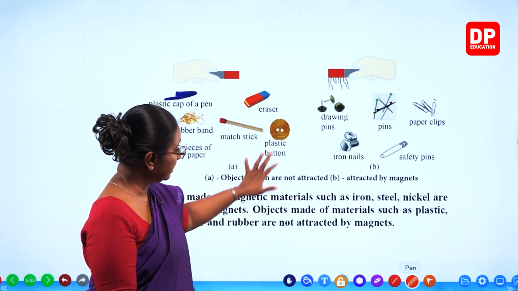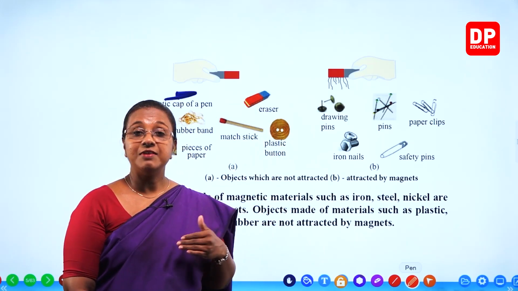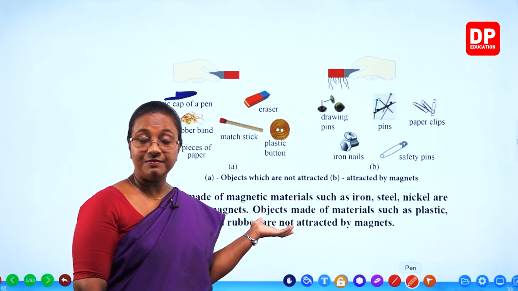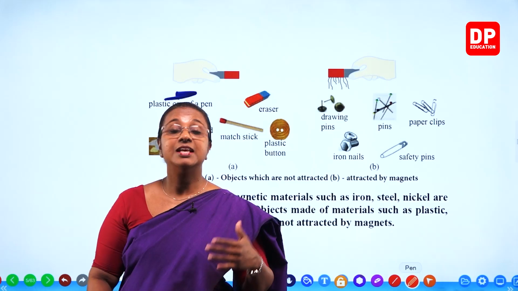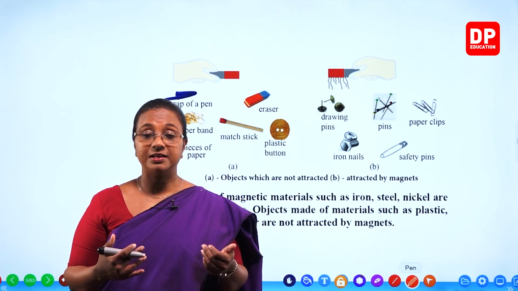Now, before I discuss the slide with you all, I will go to the lab and we will look at some of these materials and try to understand whether they get attracted to the magnet or not. Okay, students. So, I am going to do this simple activity where we will be observing some objects that are attracted by magnets and some objects that are not attracted by magnets.